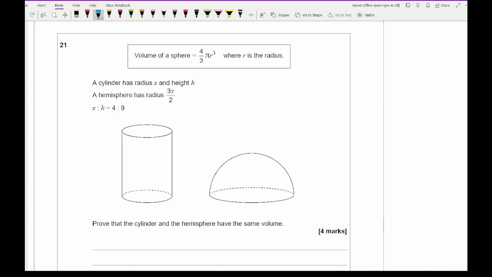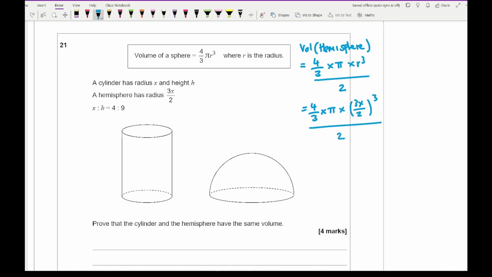So first of all, let's work out the volume of the hemisphere. To do this, we need to use the volume of a sphere, but divide it by 2. So the volume of the hemisphere is going to be 4/3 times pi times the radius cubed, all divided by 2. Then substitute the numbers in. We know that the radius is 3x over 2, so it's going to be 4 over 3 times pi times 3x over 2, cubed, all divided by 2.